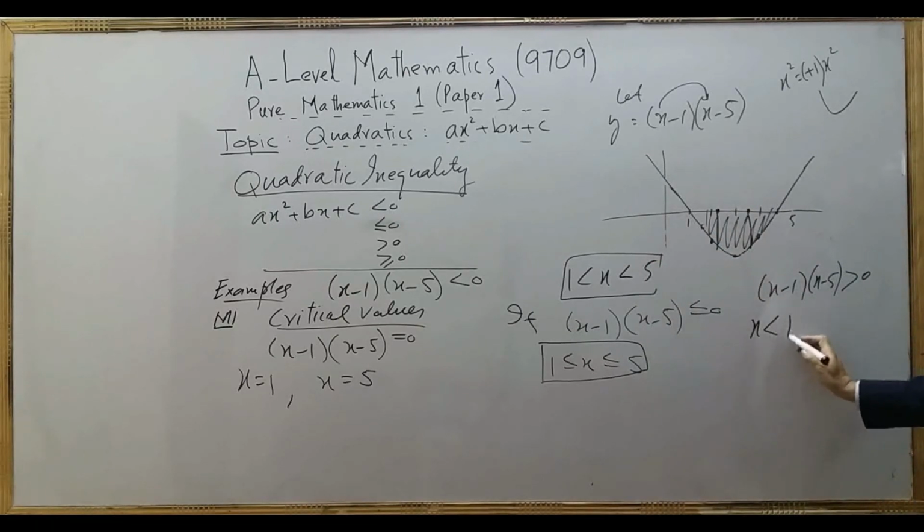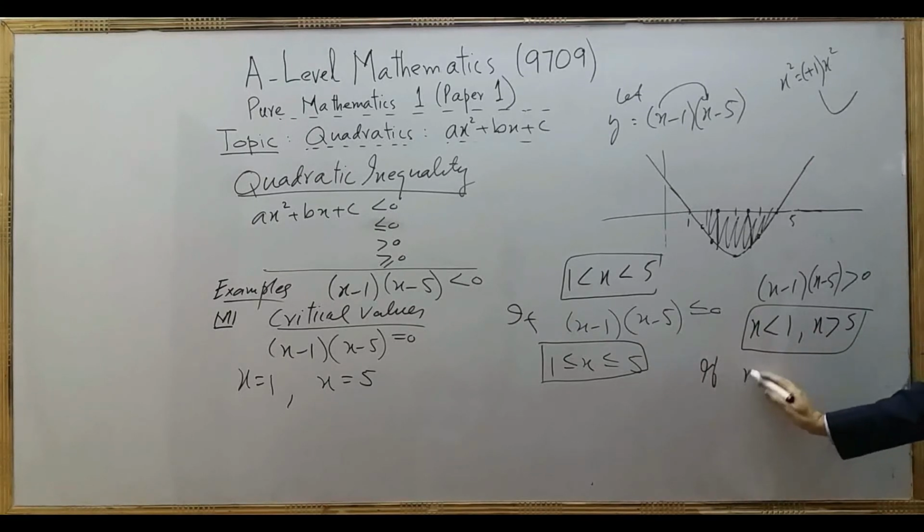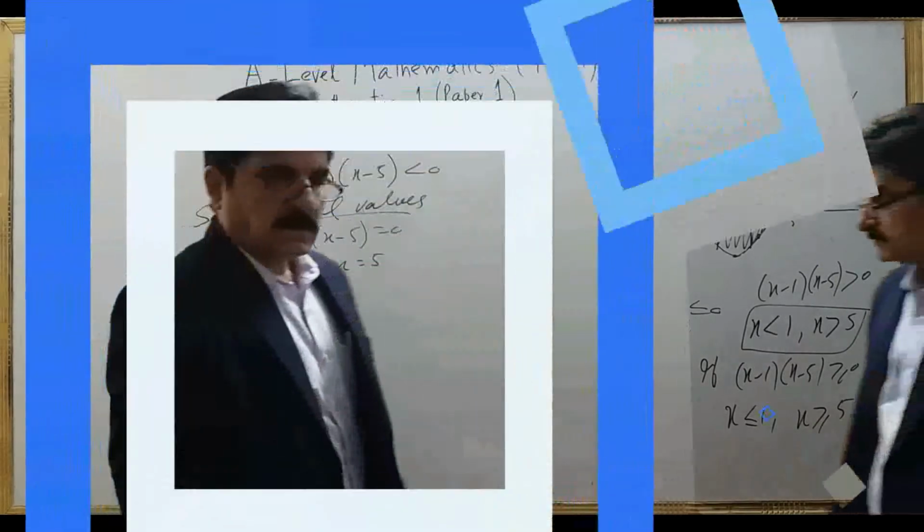So x is less than 1 and x is greater than 5. So this will be the answer to this part. Here you have y coordinates positive. And if you have a question like this, x minus 1 into x minus 5 greater than or equal to 0, your answer will be x less than or equal to 1 and x greater than or equal to 5.